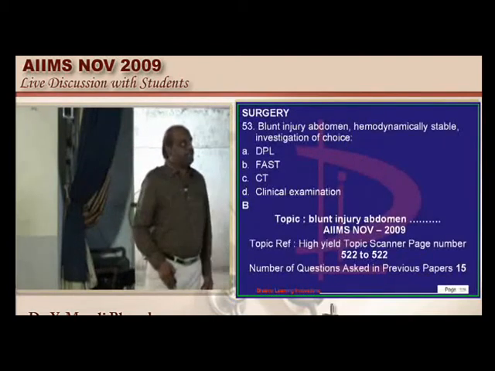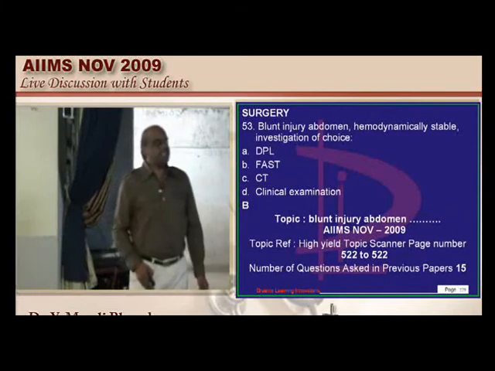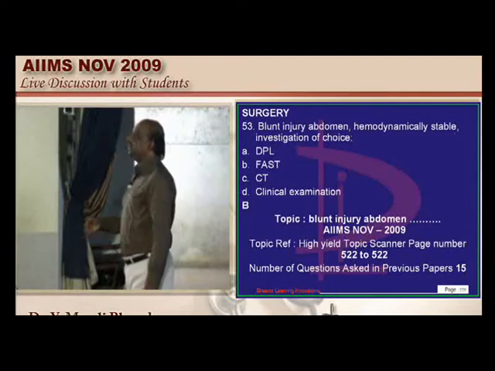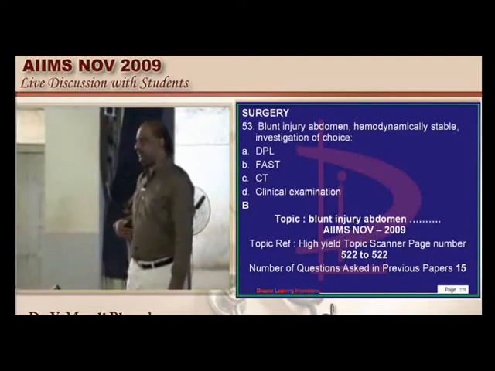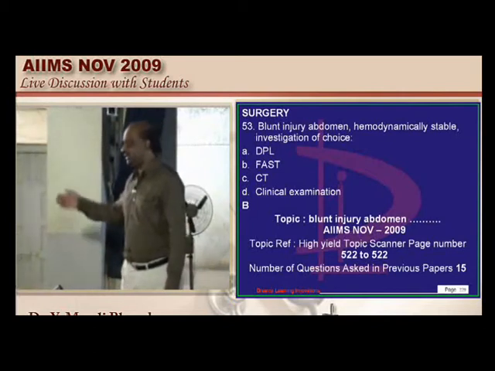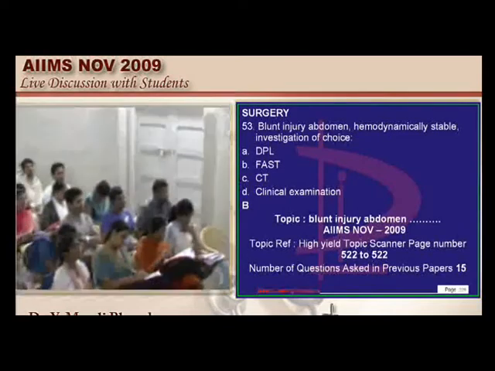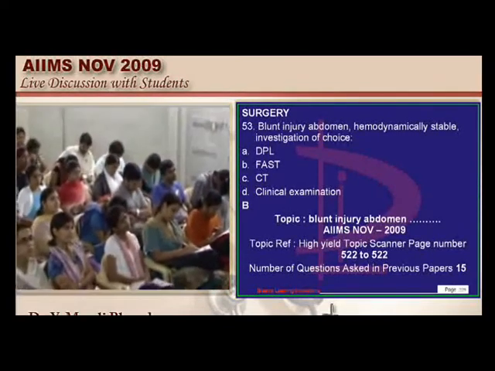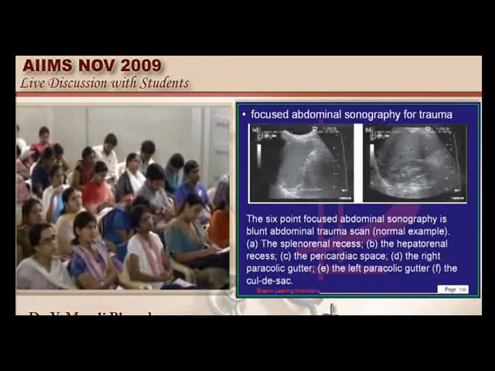If there is a blunt injury abdomen, it is a straight repeat question. In a hemodynamically stable individual, what is the best investigation you want to do? You don't need to do a diagnostic peritoneal lavage. It is a very insensitive way to do that. The person may go and file a human rights case against you if you do a DPL unnecessarily in a hemodynamically stable person. FAST. What does FAST stand for, doctor? Focused abdominal sonography for trauma is called FAST.